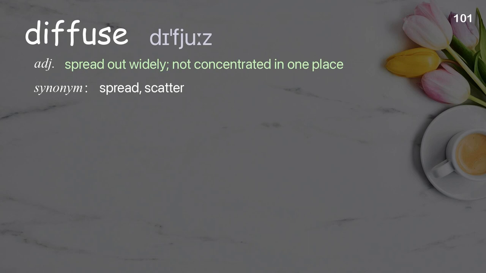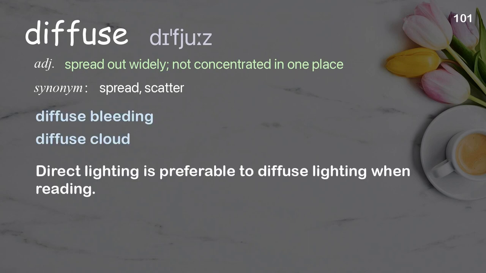Diffuse. Spread out widely, not concentrated in one place. Examples. Diffuse bleeding. Diffuse cloud. Direct lighting is preferable to diffuse lighting when reading.